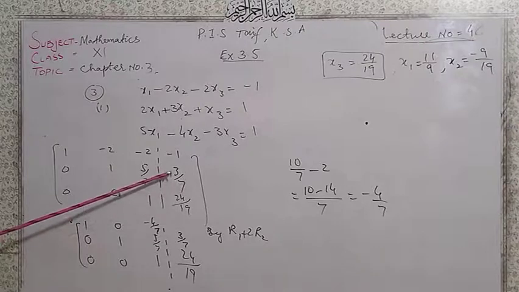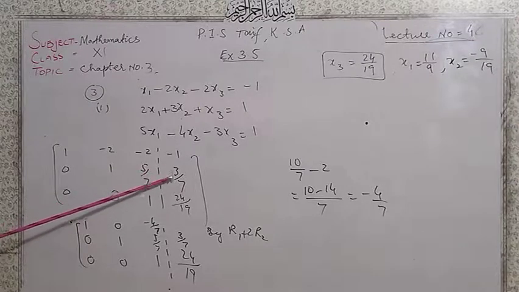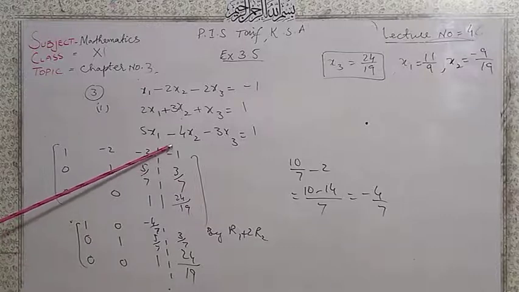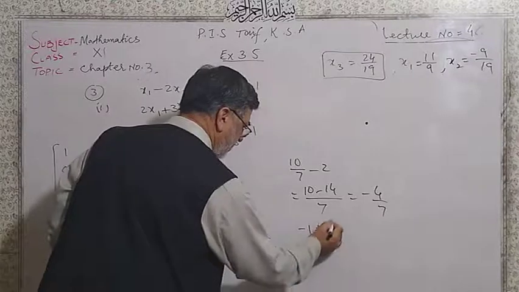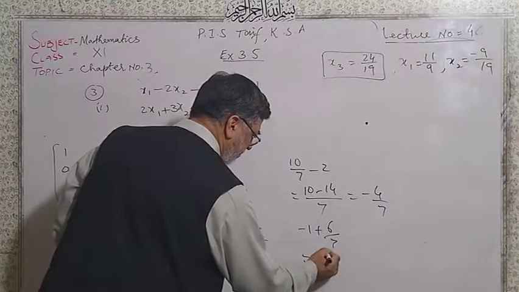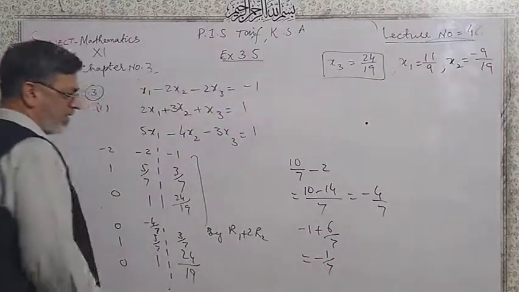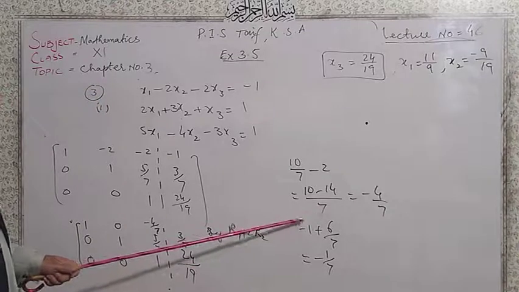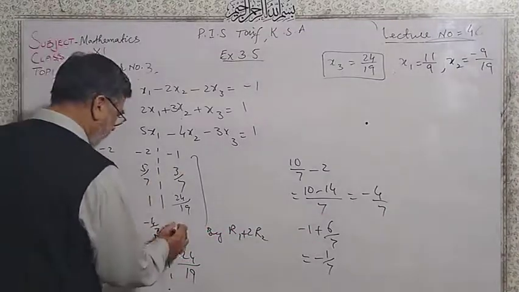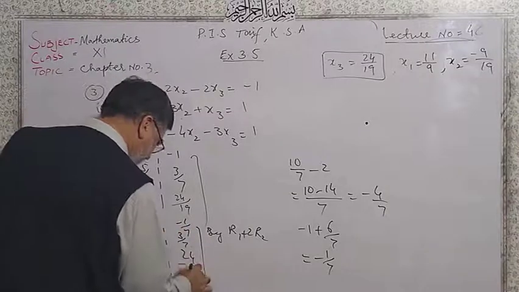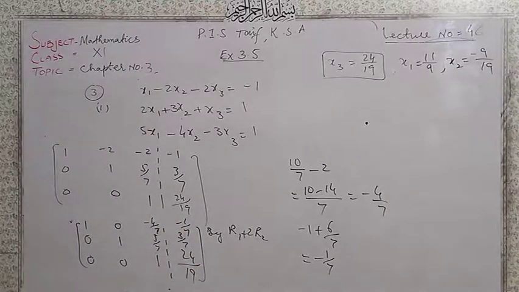Similarly, this is multiplied by 2. It becomes 6 over 7. Then it is added in R1. 6 over 7 minus 1. That will be minus 1 over 7. Over 7, minus 7 plus 6 is minus 1. Here is minus 1 over 7. In this way, we got 1, 0, 0, and here is 0, 1, 0.